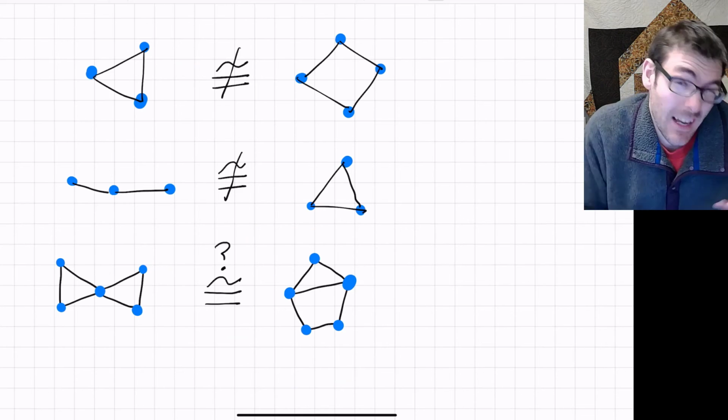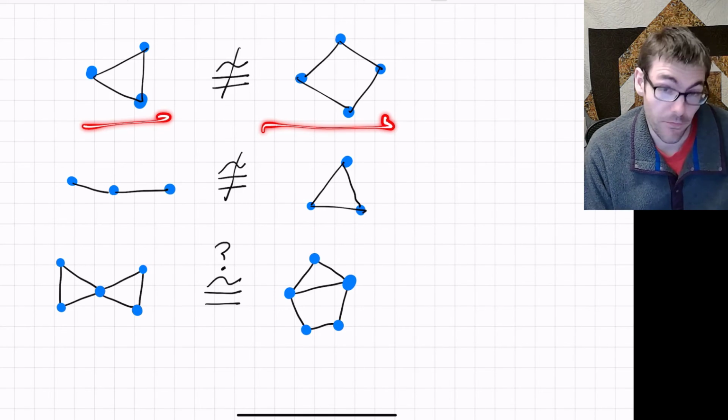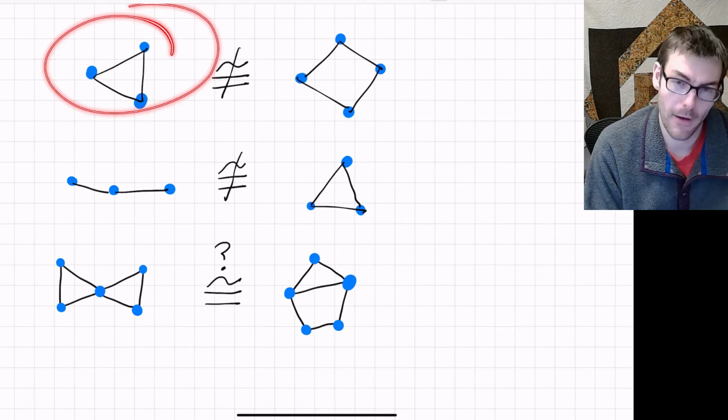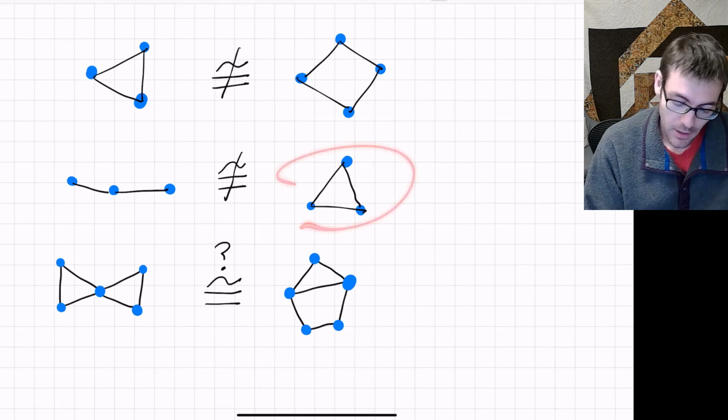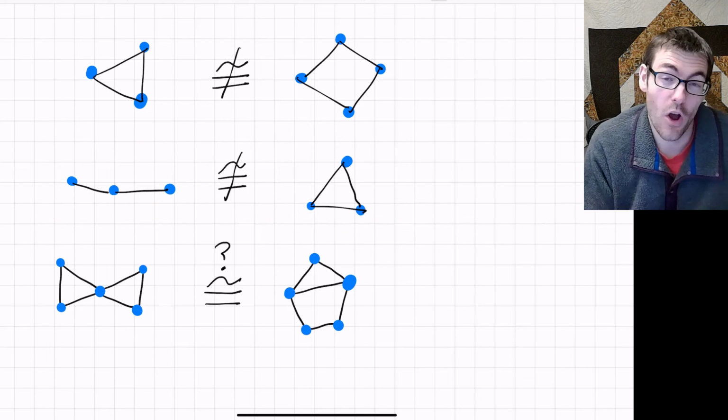So here's a couple graphs that are clearly not isomorphic. These two graphs are fundamentally different because they have a different number of vertices. In order for our function to be 1 to 1 and onto, the number of vertices must line up on both sides. Similar logic holds for the total number of edges. For the left graph we have 2 edges, the right graph we have 3 edges, so there's really no way that they can be isomorphic.